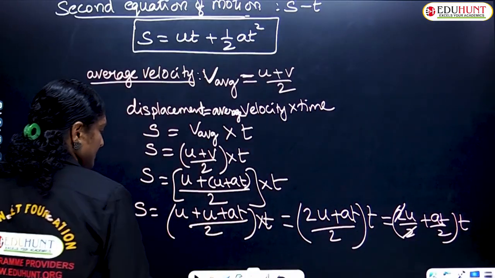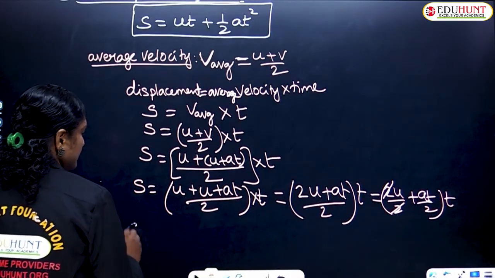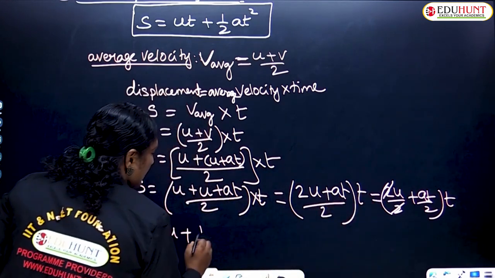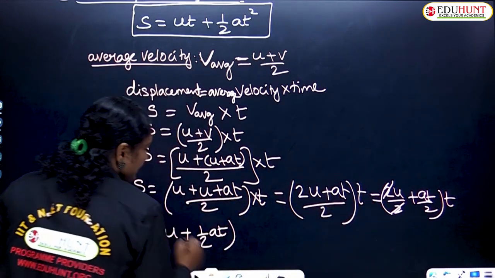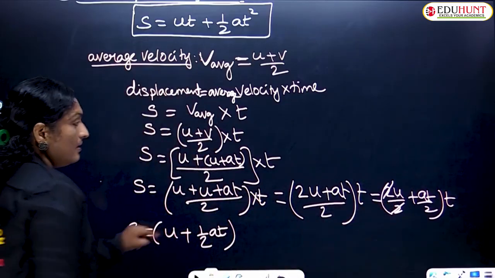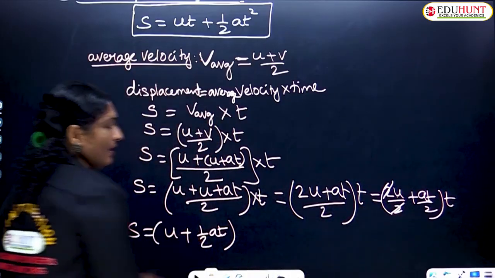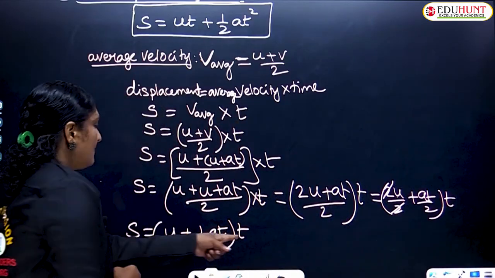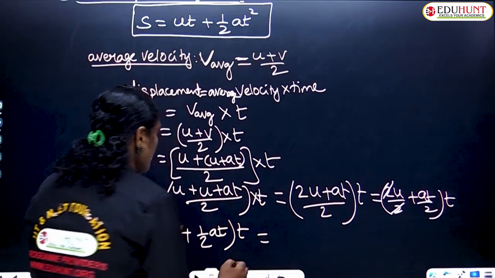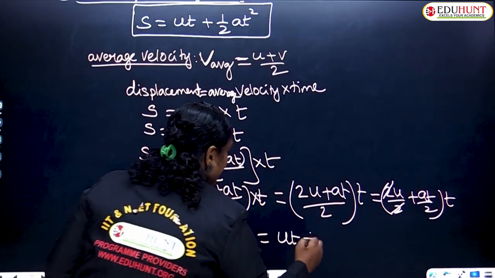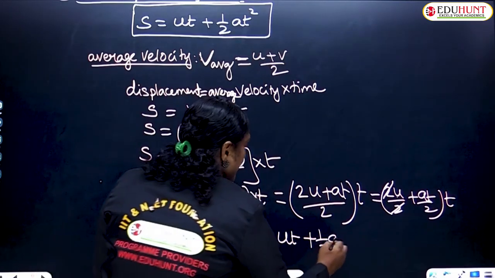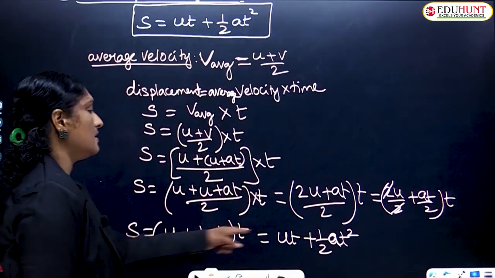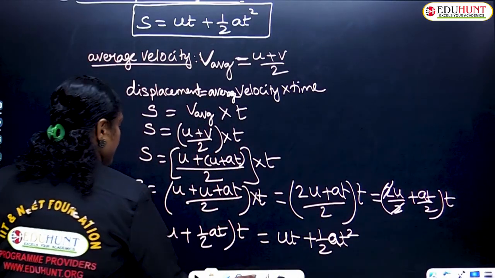Let me write here once again. So S is equal to (u plus at by 2). I'll write at by 2 as half at. This u I wrote here, this 1 by 2 I wrote here, and left over a t here, and what is left? t. Hence, bringing the t inside, this will become u into t is ut plus half a, t into t is t square. Hence, the formula S is equal to ut plus half at square.